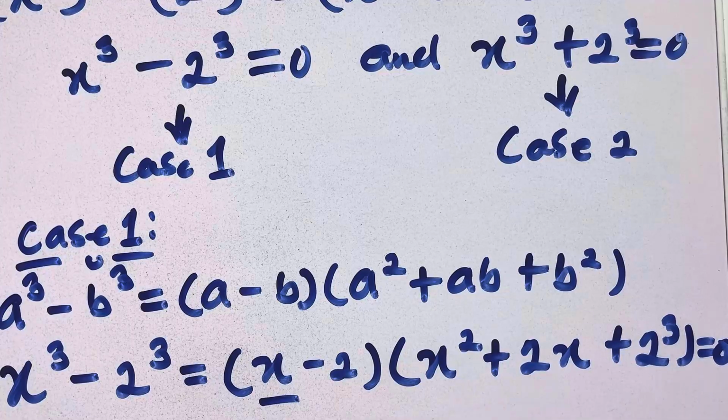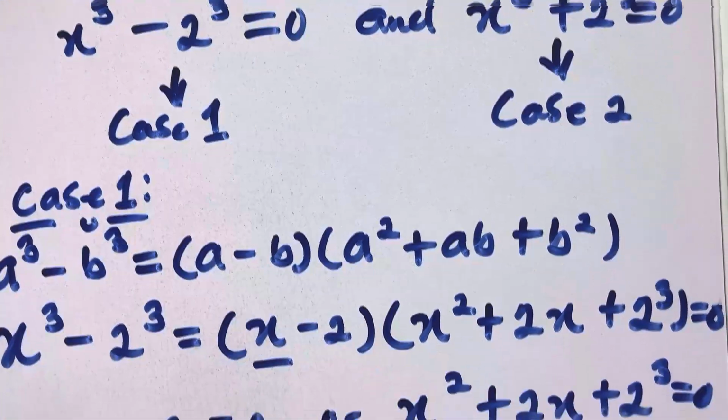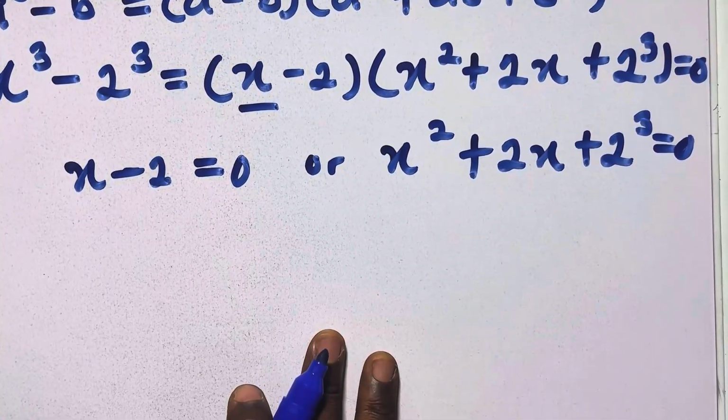So what we have is this factor equals 0 and this factor equals 0. Therefore we have x minus 2 equals 0 and or x squared plus 2x plus 2 squared equals 0.